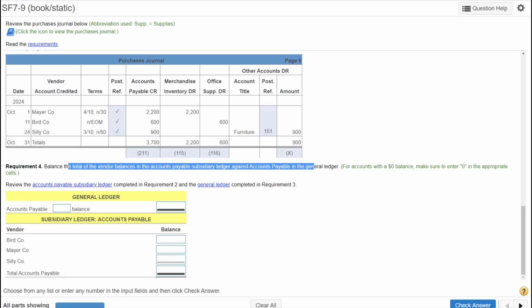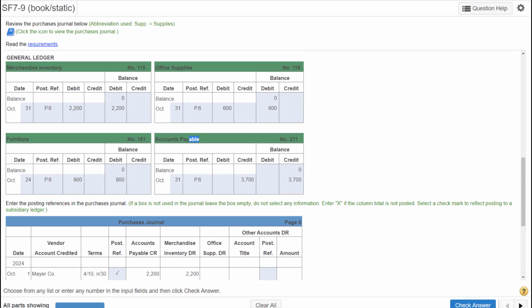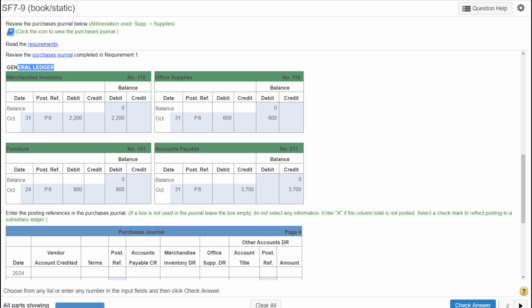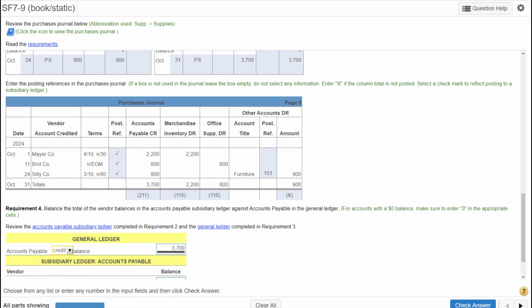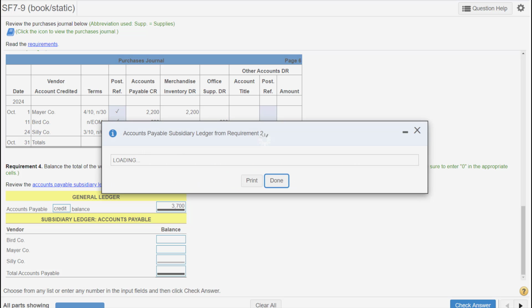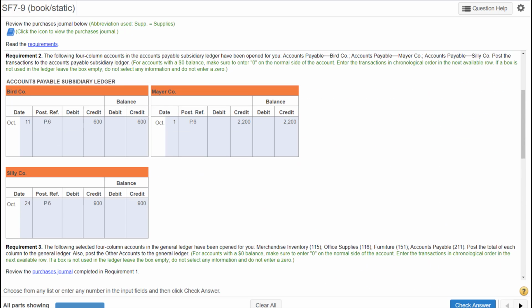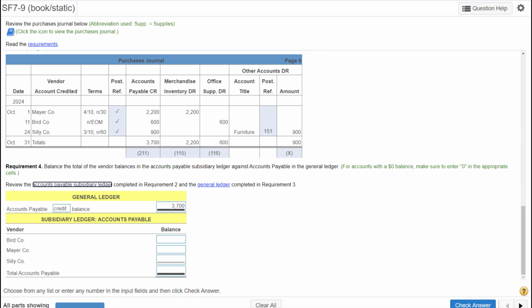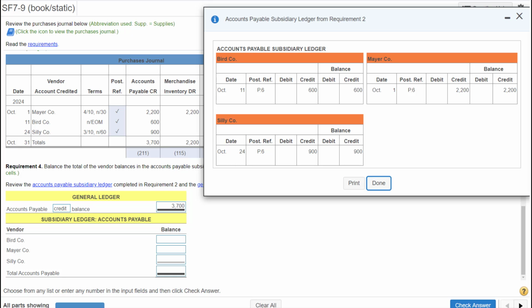And then lastly, balance the total of the vendor balances in the AP subledger against the AP in the general ledger. So we scroll up to the general ledger, and we find AP in the general ledger. And what is its balance? $3,700 credit. And then we go to the subledger, which we could cheat and go right here, but on the test you're going to have to scroll up to the subledger to get the totals. So I'll do it the lazy way. Actually, it's not lazy, it's more convenient.